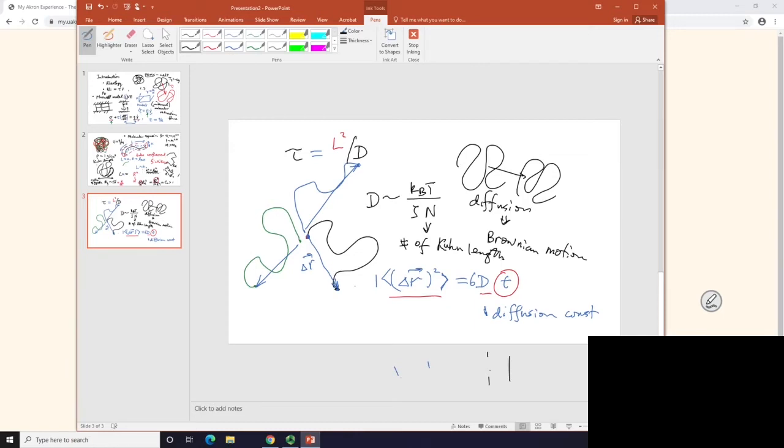So you will find out since L is proportional to n, as I showed you in the previous slide, and D is 1 over n, this immediately says tau should be n to the third power. And that's what we all need to know, that your dear polymer becomes very slow in its movement when the molecular weight increases very quickly.